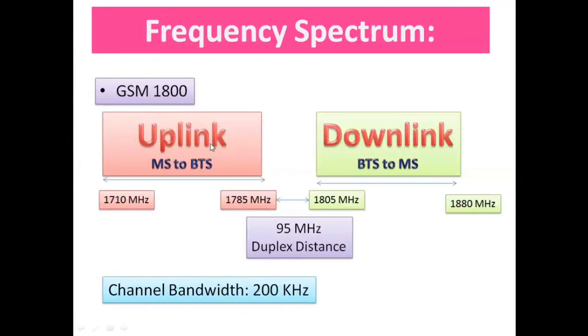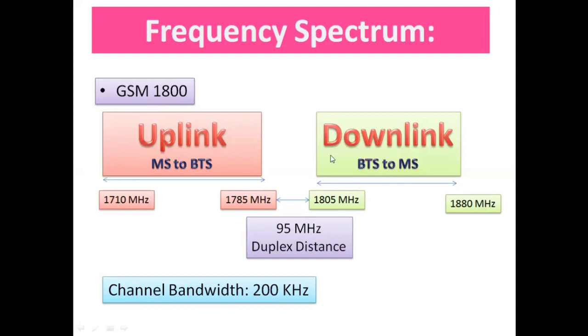Another band that is used is the 1800 megahertz band. In the frequency spectrum, in the uplink we have 1710 megahertz to 1785 megahertz, and in the downlink from the base station to the MS, the frequency band used is 1805 megahertz to 1880 megahertz.